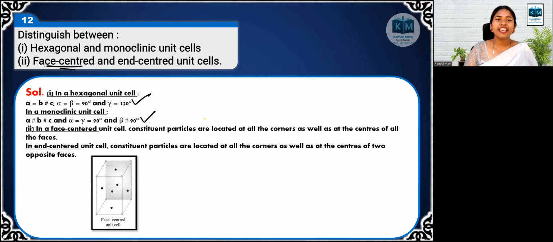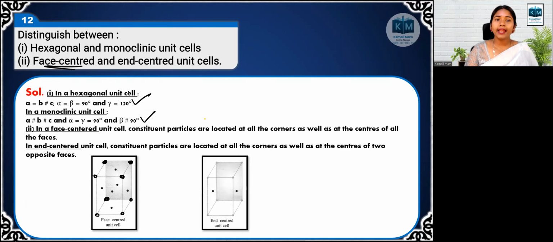Now coming to the face-centered. Face-centered means atoms are present at the corners and face centers. And end-centered unit cell means atoms are present at corners and any two opposite face centers. Let us see how to find the corner and face center. I will teach you now. Are you ready?